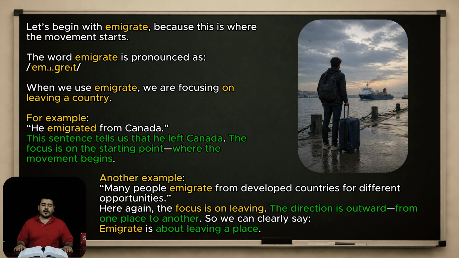Another example, many people emigrate from developed countries for different opportunities. Here again, the focus is on leaving. The direction is outward from one place to another. So we can clearly say, emigrate is about leaving a place.